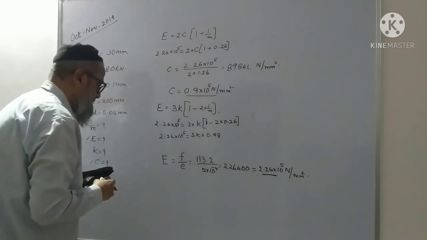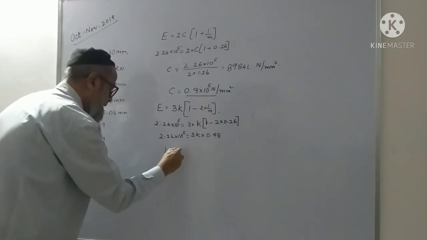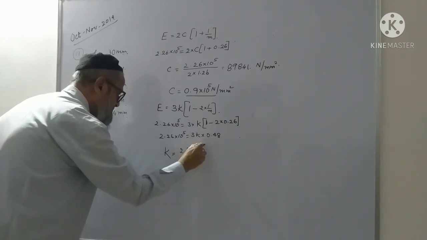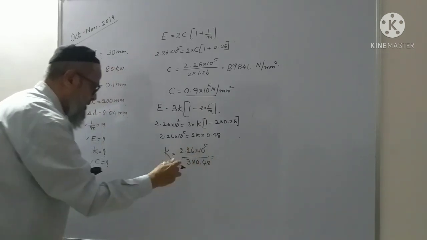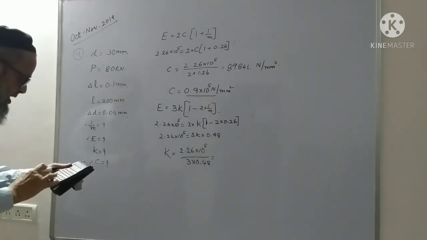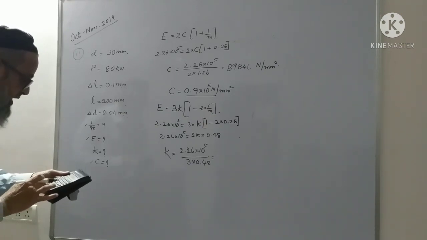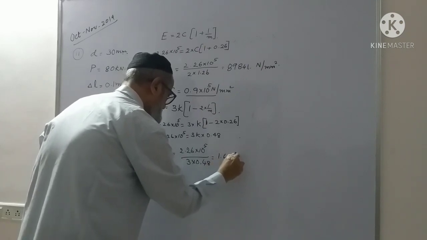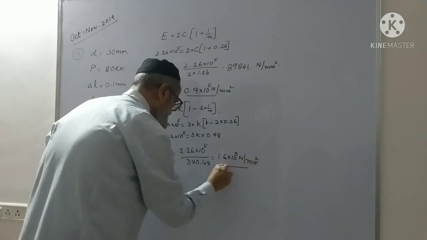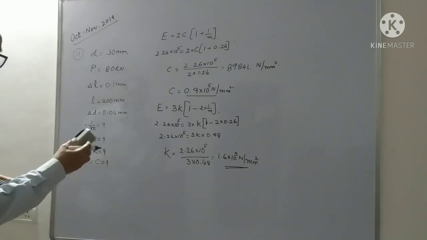So this will give you K is equal to 2.26 into 10 to the power of 5 divided by 3 into 0.48. Just don't divide that 10 to the power of 5. Keep that 10 to the power of 5 as it is. 2.26 divided by 3 divided by 0.48 will give me roughly 1.6 into 10 to the power of 5 Newton per mm square. So this is the value of K. So I got all of them. This problem carries 10 marks again. Right, so we have done two problems.